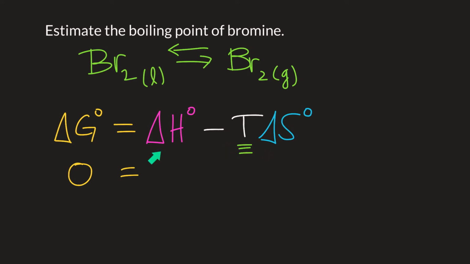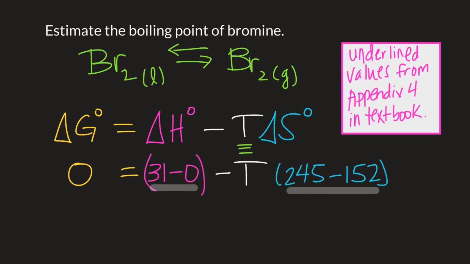So I'm going to get those values from your appendix in your textbook. The next values you see are going to come from your textbook in the appendix. That's where I'm getting those values. So I plugged in the numbers from the appendix, and now we can do our algebra to solve for T.